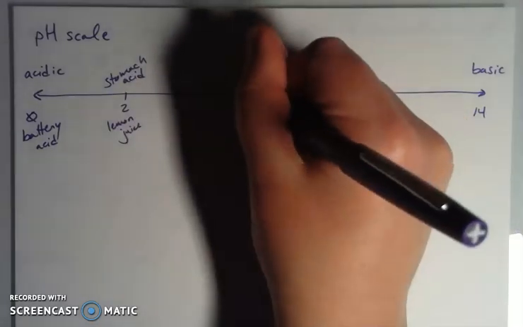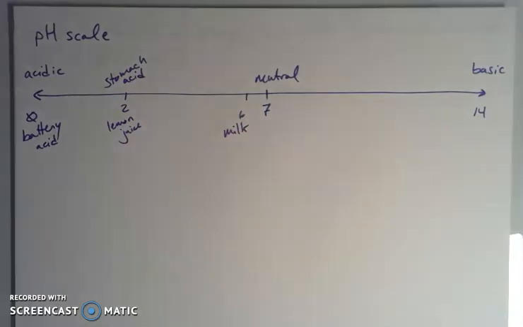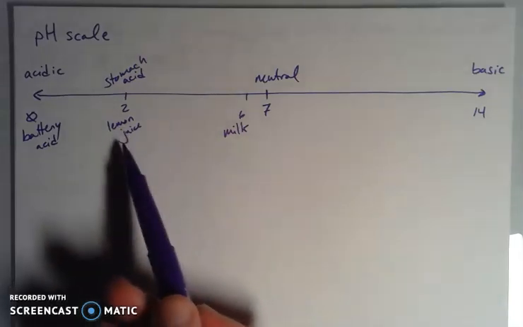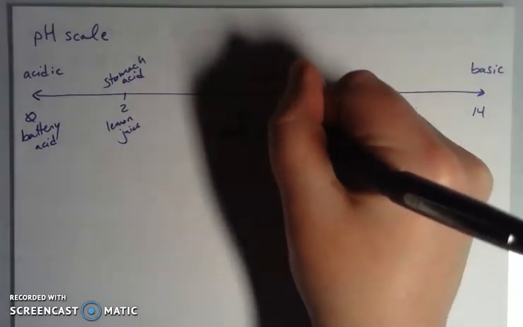Milk is about a 6. That always surprises people. You want milk to be basic, right? Because when we drink milk, it helps to neutralize your acidic stomach, but it's really just more basic relative to your stomach acid, right? It's quite a bit more basic. Our blood sits at around a 7.